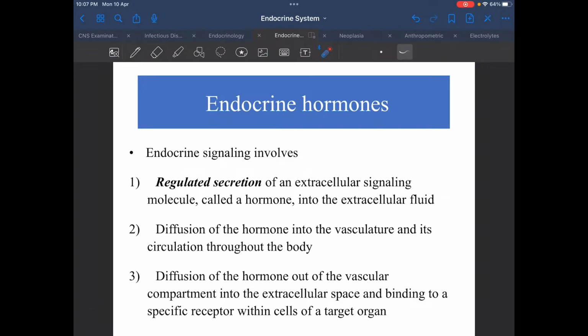So what are the different things? Endocrine hormones have 3 steps. First, there is secretion of an extracellular signaling molecule, which is known as a hormone. That hormone diffuses into the extracellular fluid, right? Now, from the extracellular fluid, that hormone should be able to diffuse into the vasculature and into the circulation throughout the whole body, and then act at a distant site. So these are the 3 definitions of an endocrine hormone. Regulated secretion, it should diffuse into the vasculature, and it should act at a distant site. In contrast to a paracrine hormone, which did not need any vasculature. So that is the definition of an endocrine hormone per se.